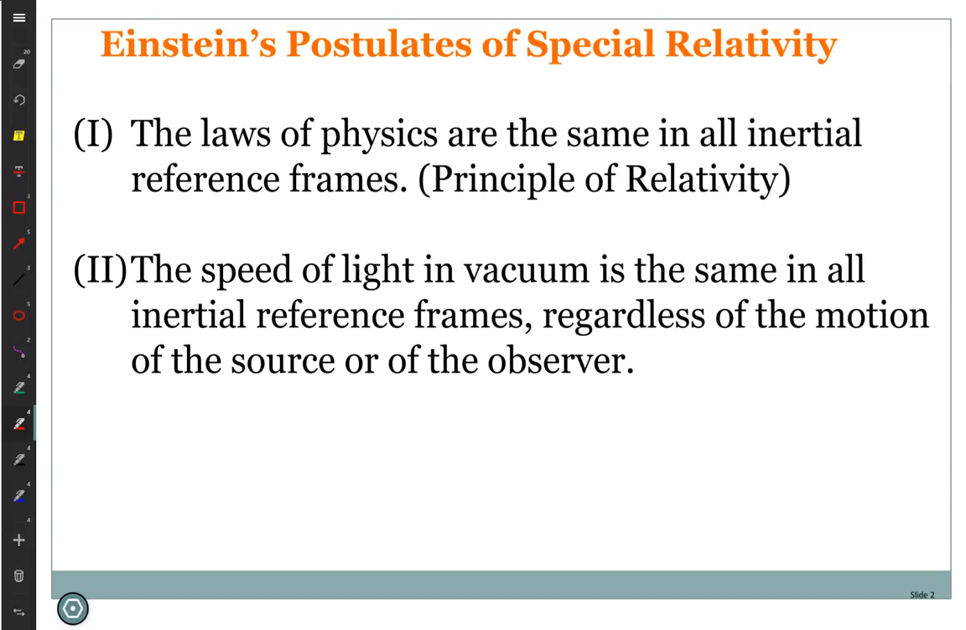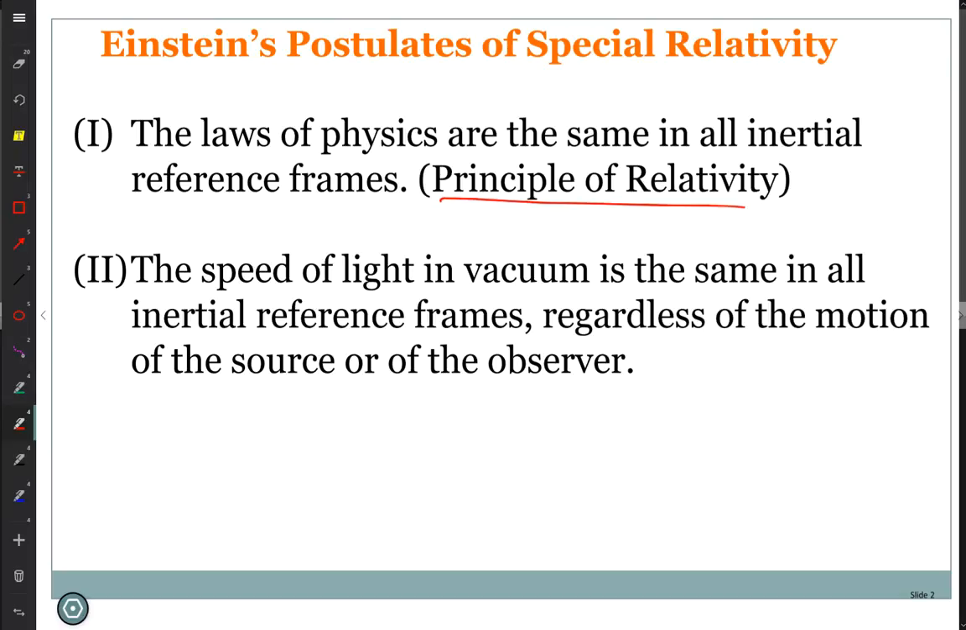Perfect. An inertial reference frame is a reference frame that's not accelerating. And so everything we're doing in special relativity is working in inertial reference frames that are not accelerating. So that's called the principle of relativity.